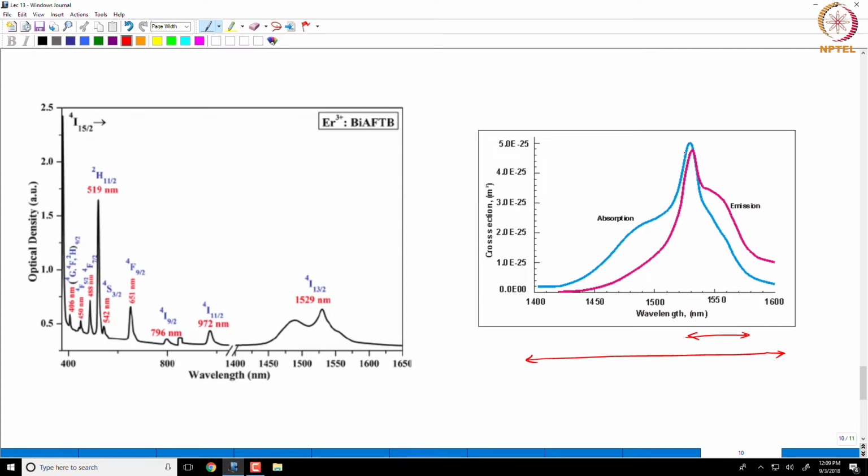The other thing I wanted to give you a perspective of is the graph on the left side, which is plotting what it calls optical density as a function of wavelength. Optical density, you can look upon as absorption as a function of wavelength. This is for an erbium doped crystal, the crystal name does not matter, but this is a characteristic absorption spectrum for erbium. And what do you see?